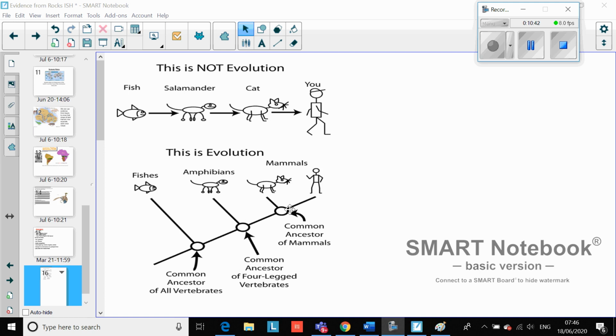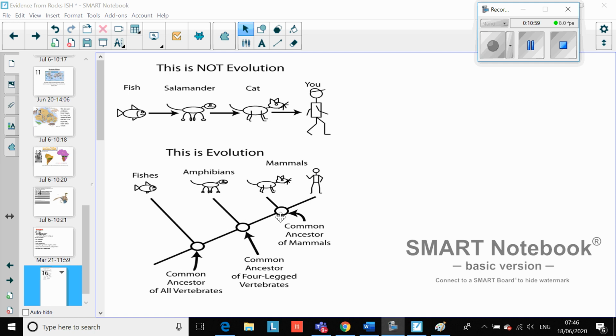So then we have an ancient mammal. Some evolved into four-legged ones like cats and dogs. Others evolved into primates like us and ultimately humans. So here's the thing, we're not descended from fish.